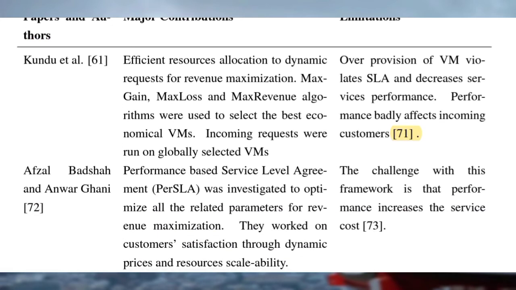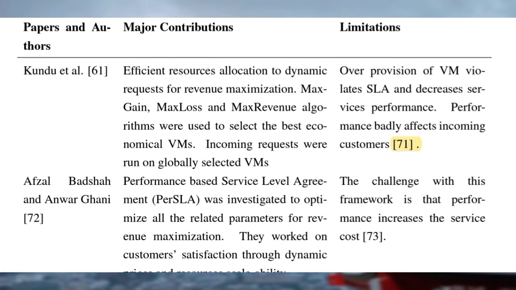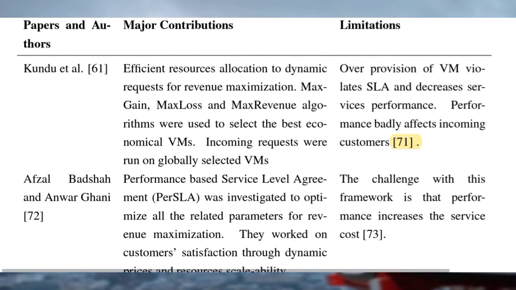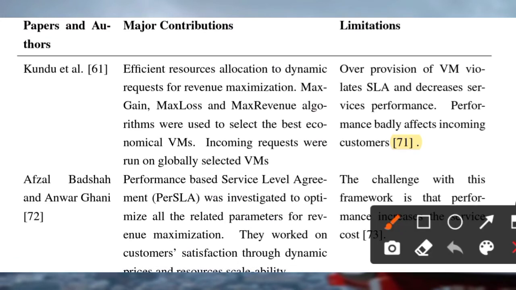And once you write that, what are the major contributions of this paper? The major contributions are derived from the papers which you are going to discuss. What are the limitations? You have to give some proof, give some citations. Then how can you say that this is the limitation of this paper?